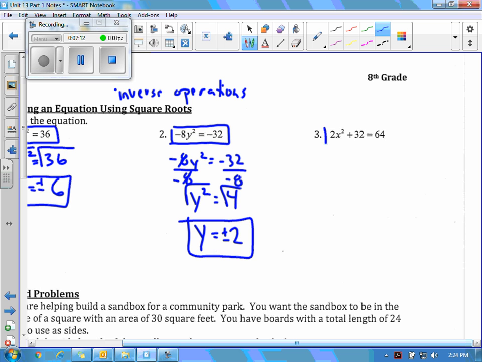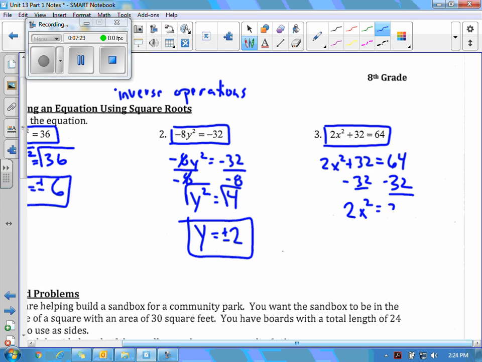For the third one, again, I'm going to start by boxing and rewriting. 2x squared plus 32 equals 64. Okay, again, my square rooting is the last thing I do. So this is like a 2-step equation, but we're actually adding a third step. So I get 2x squared equals 32. Then I need to divide next. So that's x squared equals 16. Then I can take the square root of both sides. So I get x equals plus or minus 4.